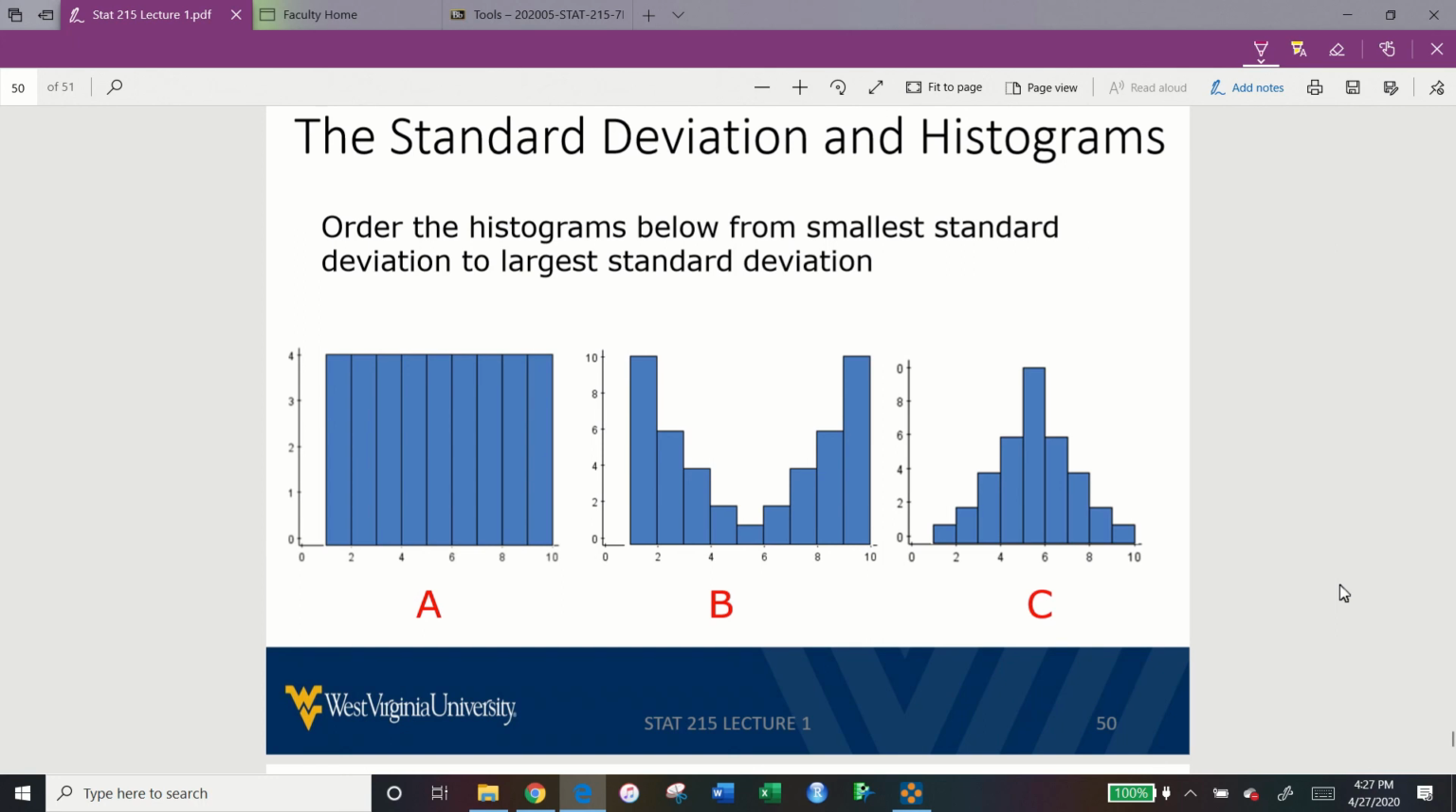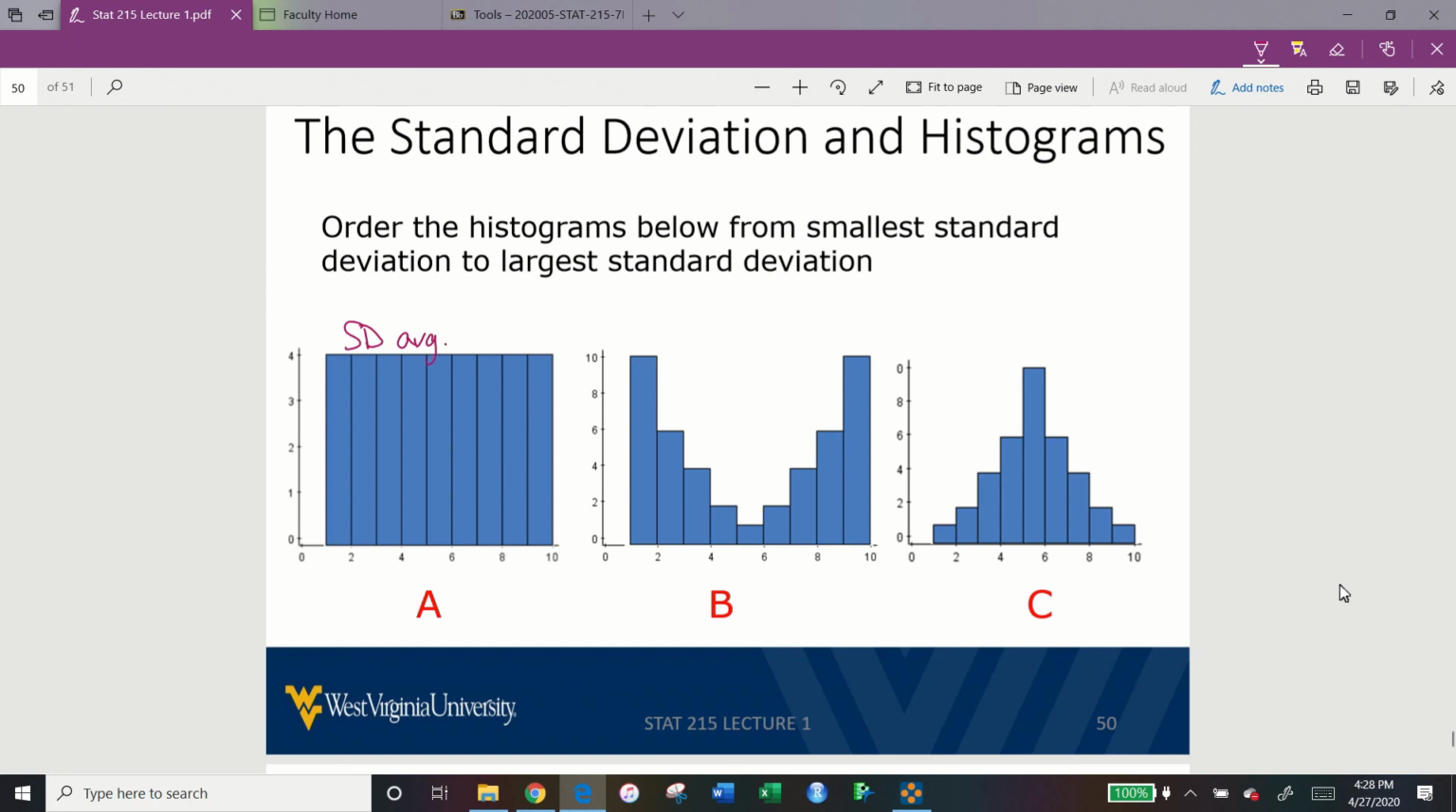So, let's think about our histograms for A. What do we know about it? Well, we know that it is very uniform, and that means our data is going to be pretty evenly spread out. So I'm going to say that its standard deviation is going to be about average.